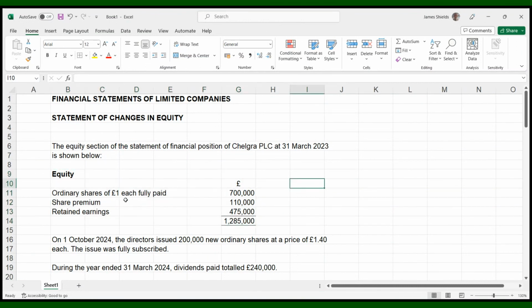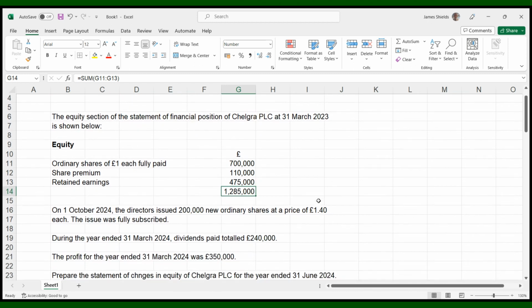We've got ordinary shares of £1 each fully paid of £700,000. So the nominal value there is £1. Share premium is £110,000. That's the excess above the nominal value for shares which have been issued. And retained earnings, £475,000. That's the profits from the past which have not been distributed to the shareholders. That's going to give us a total there of equity of £1,285,000.